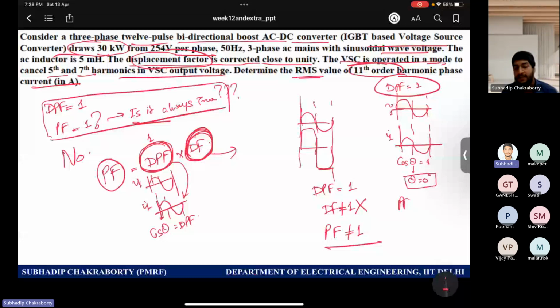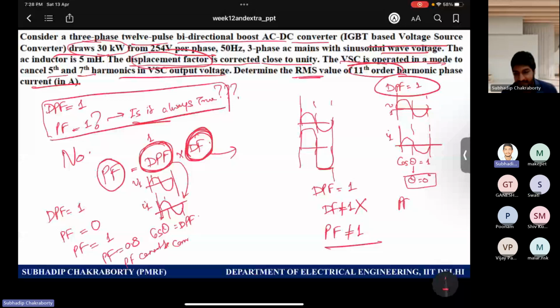So if I frame a question like this, that displacement power factor is unity, can anybody comment about the power factor of the supply? What will be the answer? If I ask you a simple MCQ type question that displacement power factor is 1, then power factor is what? Is it 0, is it 1, is it 0.8, or cannot be commented? It cannot be commented, right?